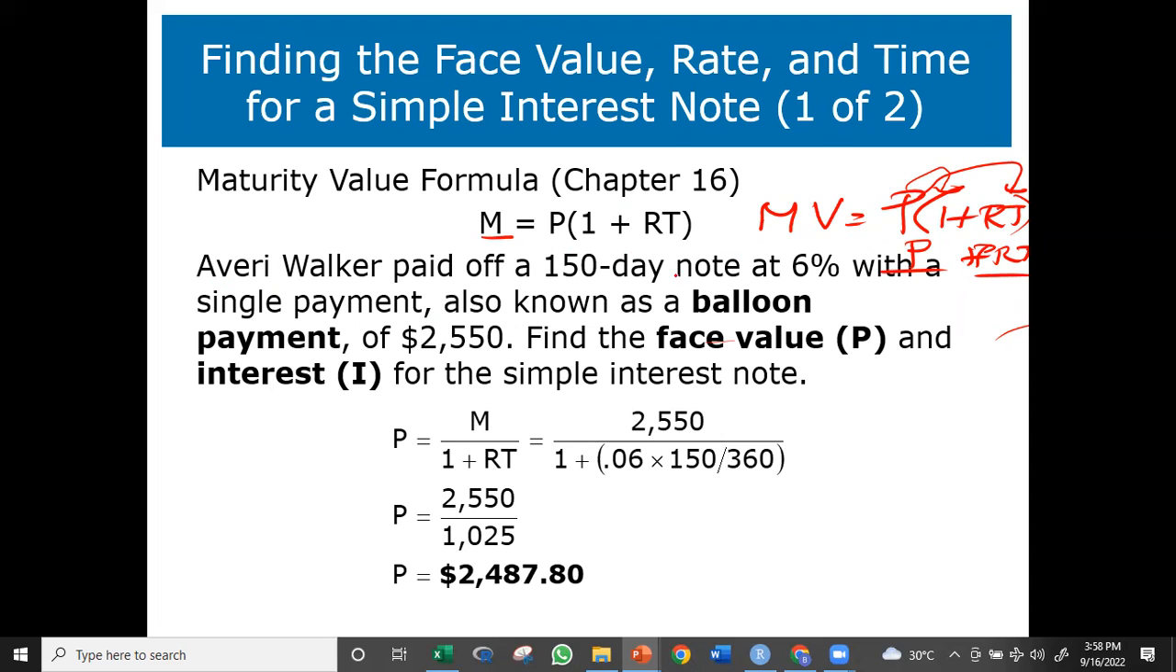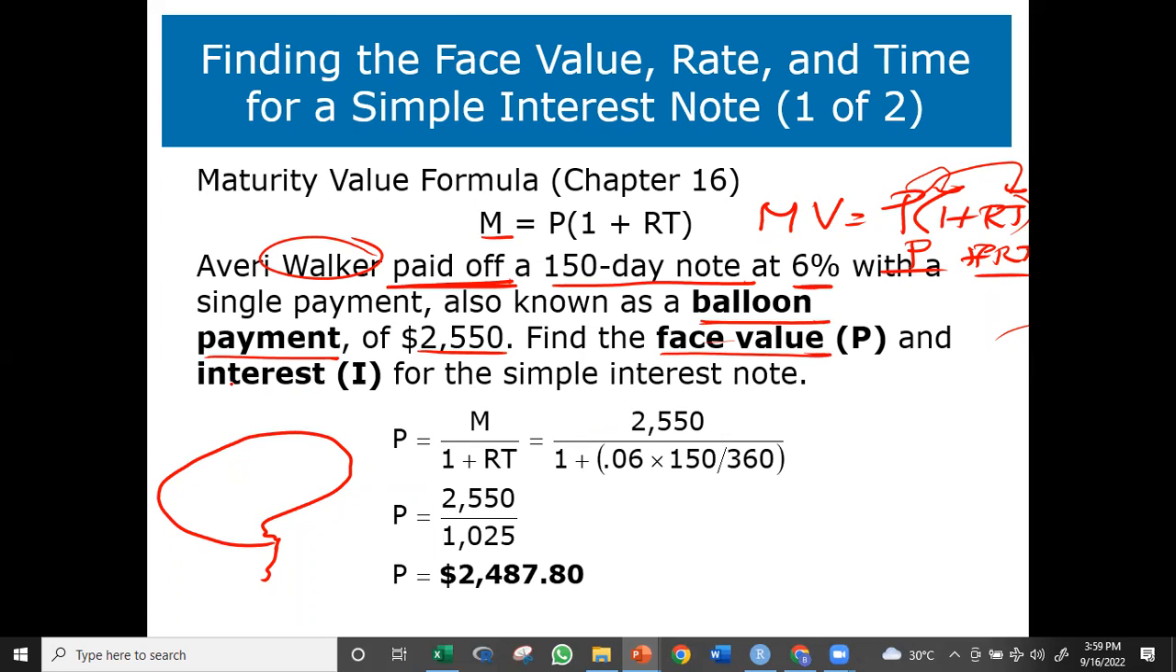So this person paid a 150-day note. Walker is a borrower. He paid off a 150-day note at 6% with a single payment, also known as the balloon payment. It's called the balloon payment because you borrowed something, but at the end, you pay off something bigger, because it includes the interest. So the maturity value for simple interest is also called the balloon payment. We're paying off 2550, and we're asked to find the face value and the interest.